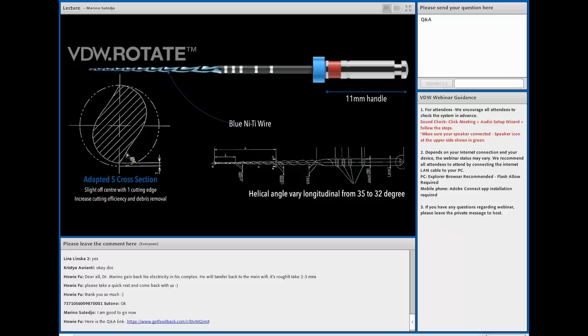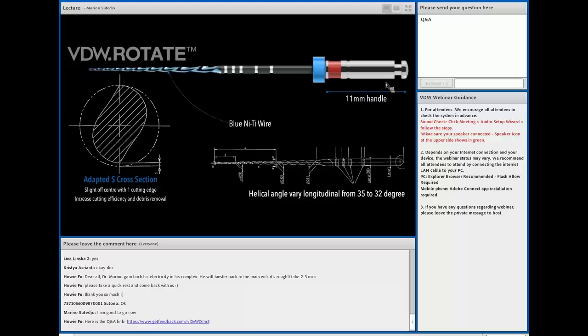What I also like about the VDW Rotate is that it now has a shorter shank, an 11 millimeter handle. The shorter shank allows us to gain more space when we are dealing with, let's say, a posterior tooth like a maxillary second molar on the left side, where sometimes we need to gain 1 millimeter more space. It means a whole lot of difference.